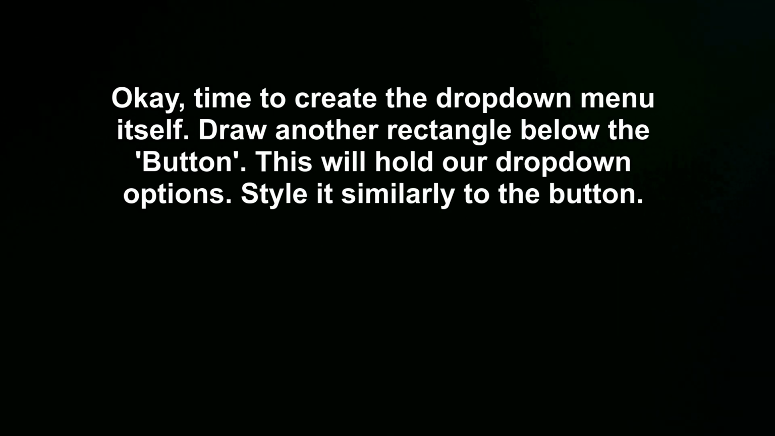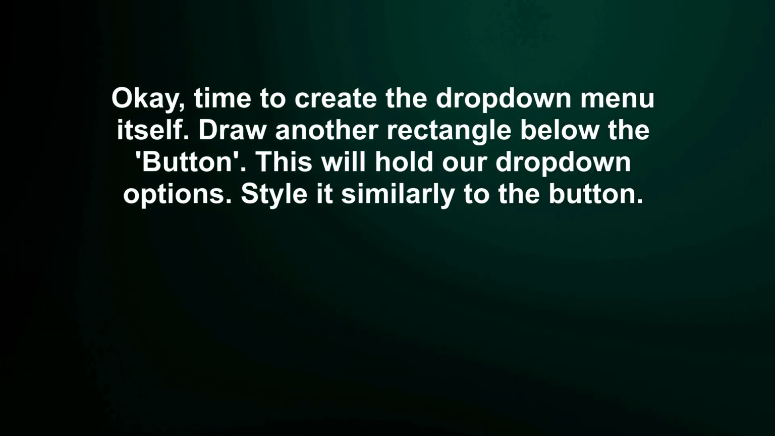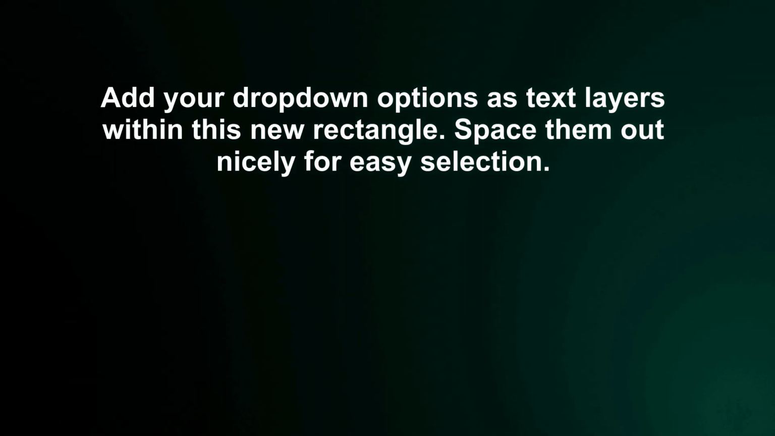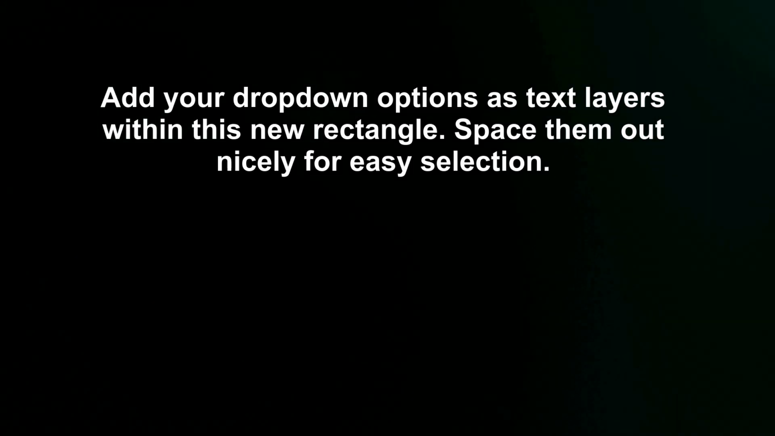Okay, time to create the drop-down menu itself. Draw another rectangle below the button. This will hold our drop-down options. Style it similarly to the button. Add your drop-down options as text layers within this new rectangle. Space them out nicely for easy selection.